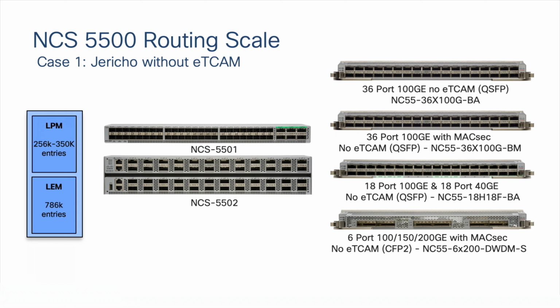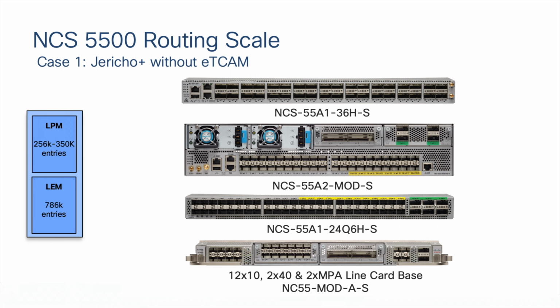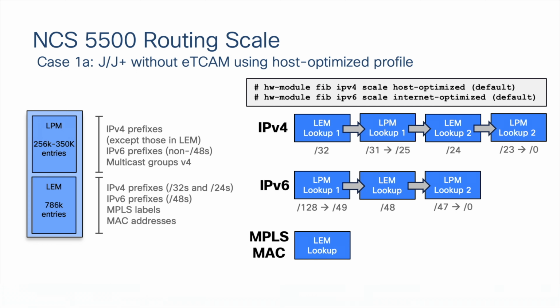These are the systems powered by Jericho, and now those with Jericho Plus. The same logic applies to both of them. For IPv4 prefixes, you can store 768,000 on LEM and up to 350K on LPM. If you don't change the default configuration, the logic is the following.